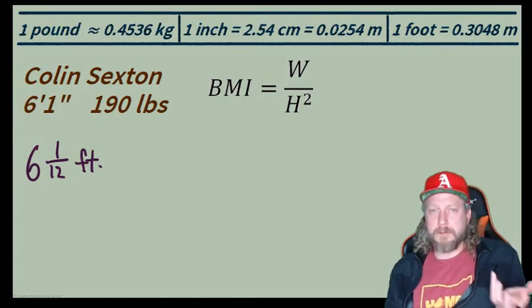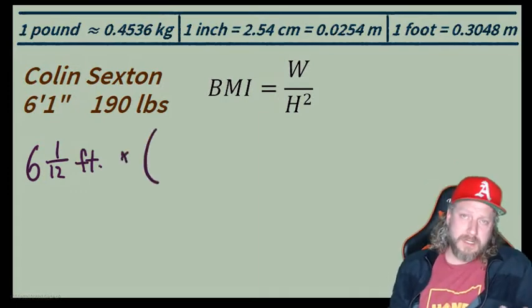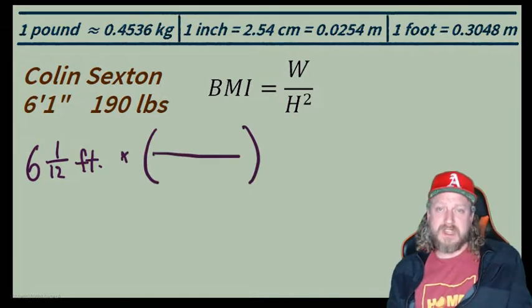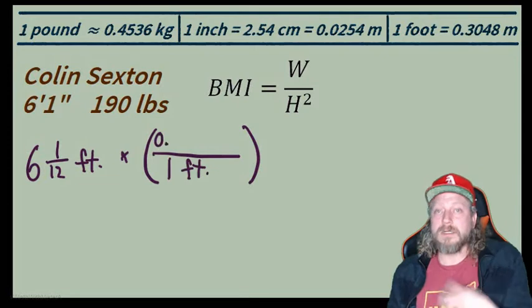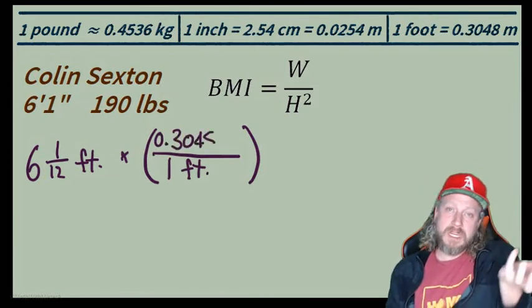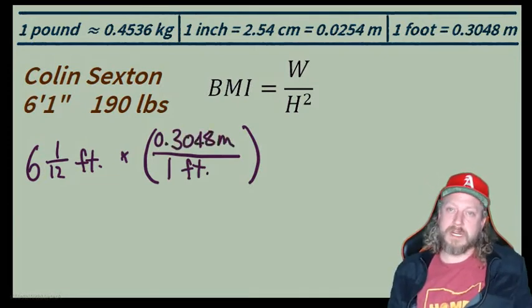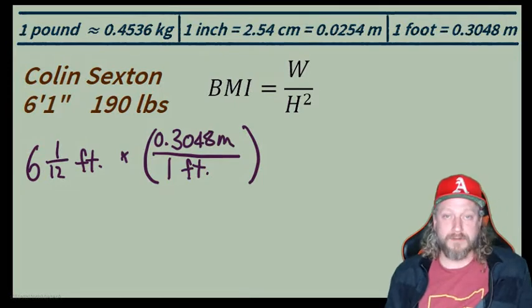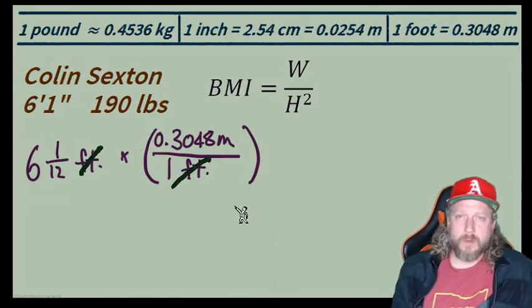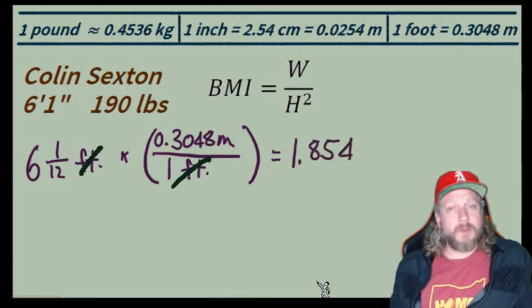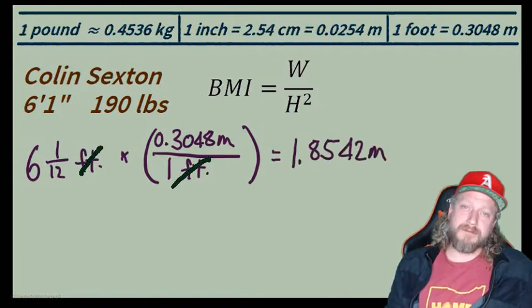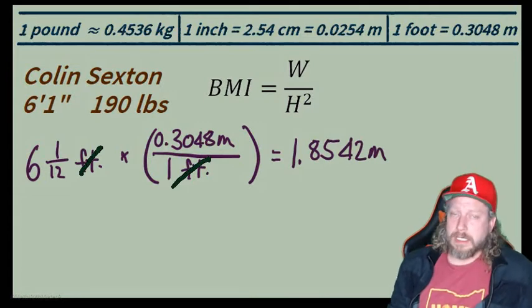Now, like before, I'm going to multiply by this conversion factor. This time we need the one that is feet into meters. And I'm making sure that the units of feet are in the denominator to divide out, and the units of meters are in the numerator, 0.3048 meters per 1 foot. Those units of feet divide out. We're left with meters when we do this multiplication, and we'll get the exact same number that we got before, 1.8542 meters for Colin Sexton's height.